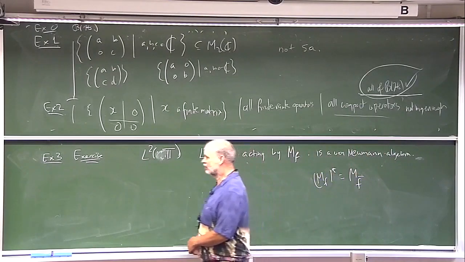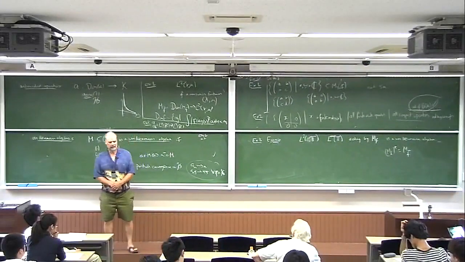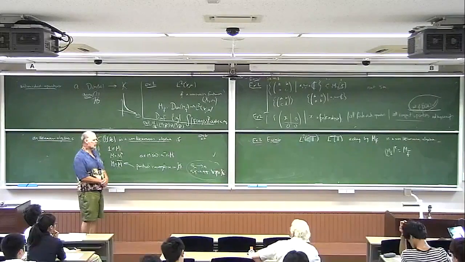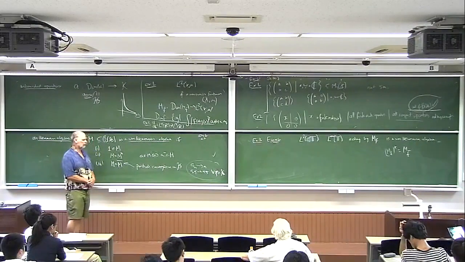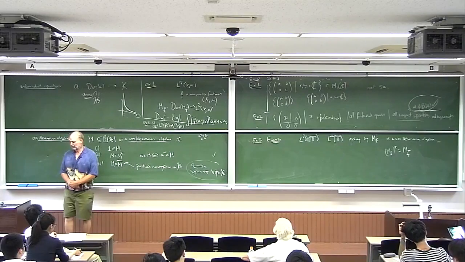Finally, the fact that it's closed in pointwise convergence. Well, that's a measure theory exercise, I guess. We'll see another way of doing it, perhaps better later on. Okay, so there we've got examples of von Neumann algebras.